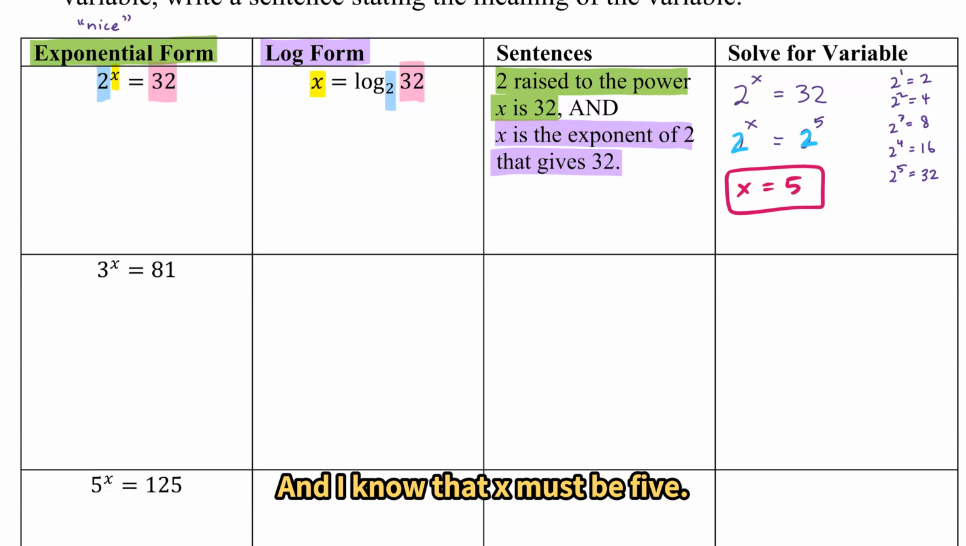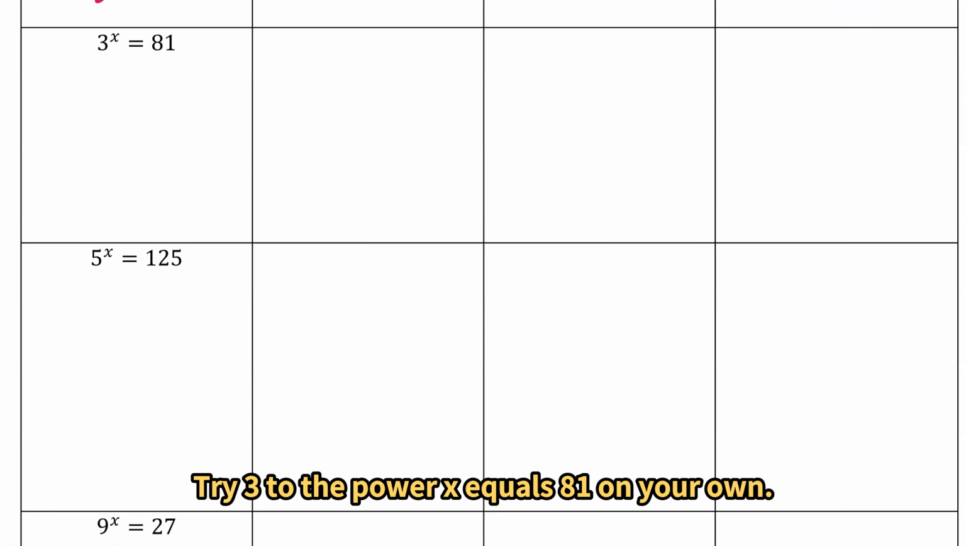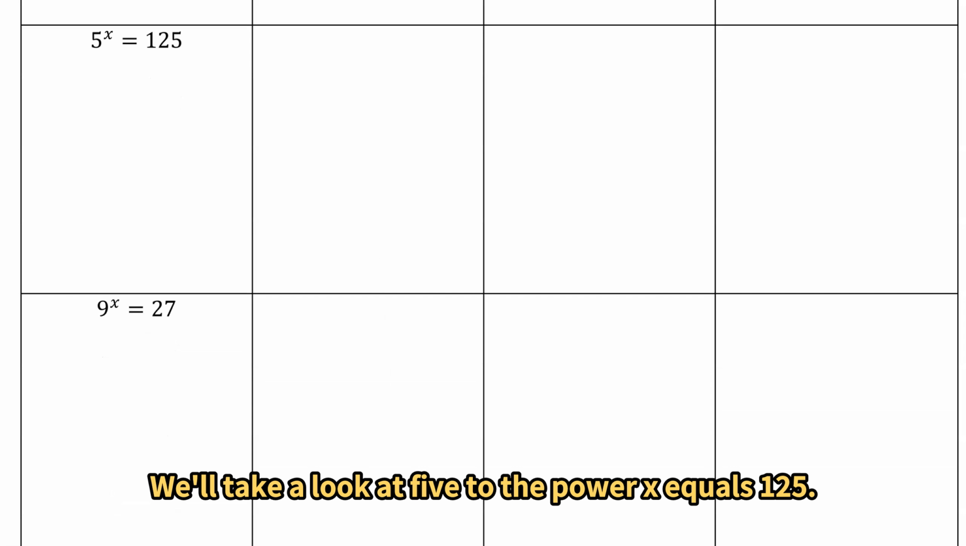And I know that x must be 5. That also means that 5 is the answer to this log equation. Log base 2 of 32 is 5 because 2 to the fifth is 32. Try 3 to the power x equals 81 on your own. We'll take a look at 5 to the power x equals 125.